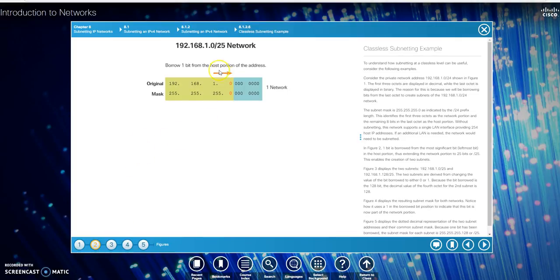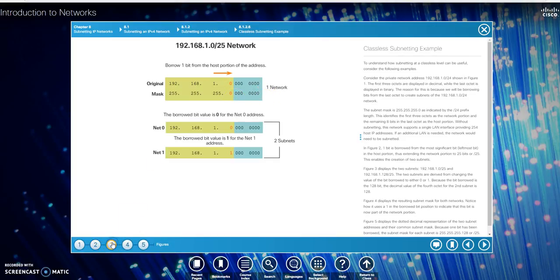That's its purpose. So when you need to start making these subnets, you're doing what we call borrowing from the host to make a network. So you borrow one bit. We have to break it into binary so you can keep track of this stuff. You get your two subnets.